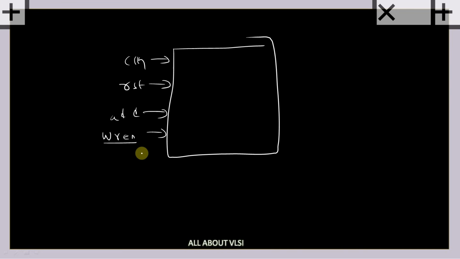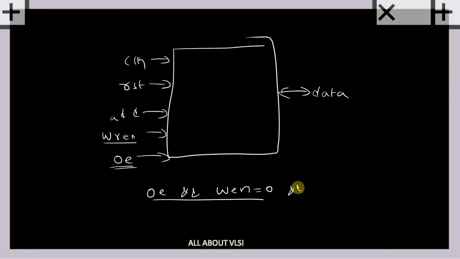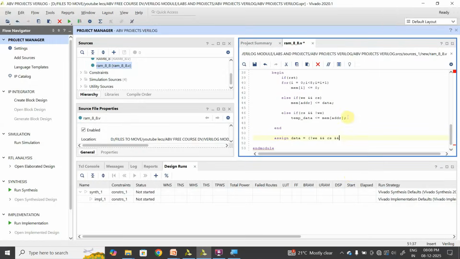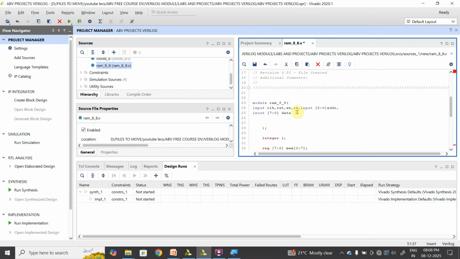Now I'm going to take one more signal which is known as out enable. If this is equal to 1, then I can read the data out of this RAM. So if out enable is equal to 1, write enable is equal to 0 and chip select is equal to 1, then only I can read the data from the RAM. If out enable is equal to 0, write enable is equal to 1 and chip select is equal to 1, then I can write the data into the RAM. Now that is what I'm going to implement here. I'm going to add this signal which is known as out enable.